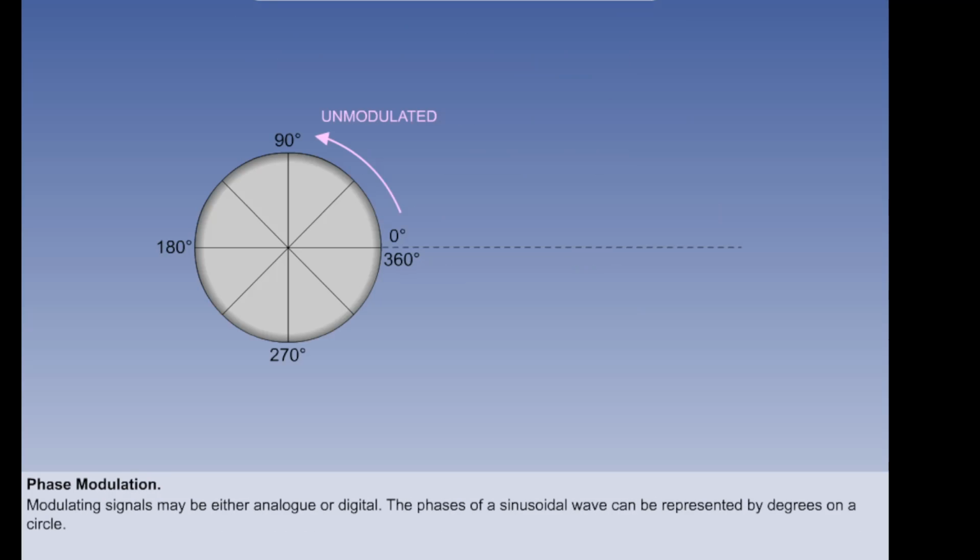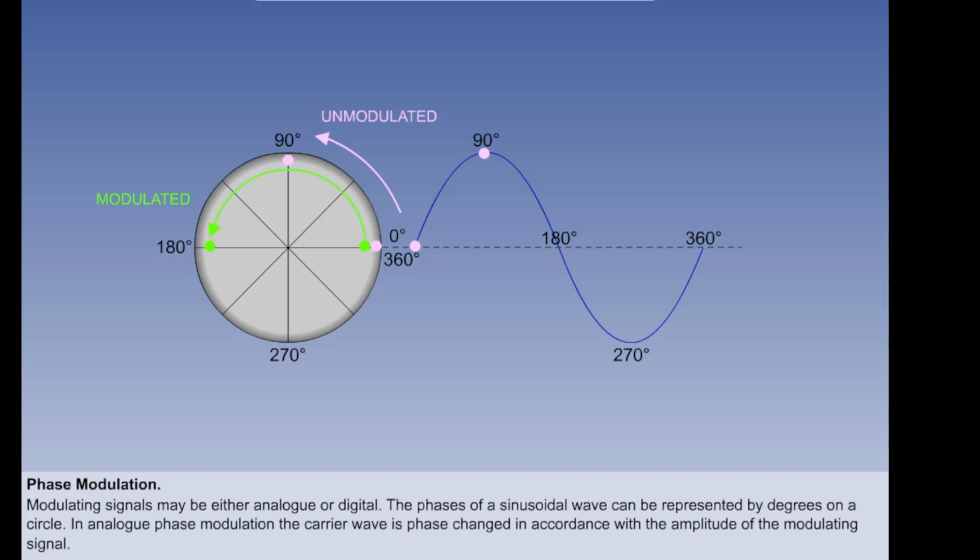The next one to look at is phase modulation. There are two cases. The first is where the input is an analog signal, and the second is where the input is digital. You will recall that the sinusoidal form of a radio wave can be represented by the movement of a point round a circle. Thus, the top of the wave is represented by 90 degrees on the circle, and so on. With analog phase modulation, the phase of the signal is modulated, that is, the rate or speed at which the point moves around the circle is changed.